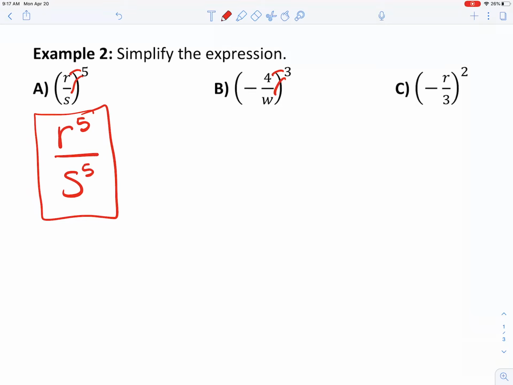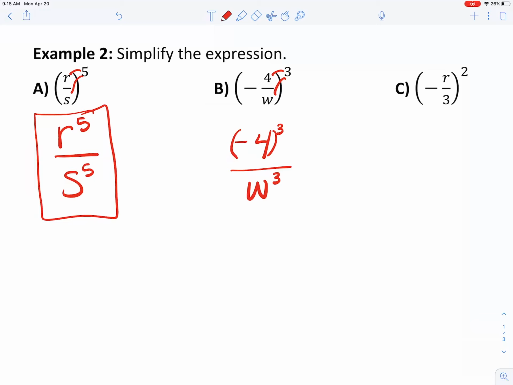Similarly here, we're going to distribute this 3. So we have a negative 4 to the third over w to the third. I'm okay if you leave your answer like that. Really maybe I should put parentheses around here, because that negative is part of the 4. It's negative 4 to the third power.